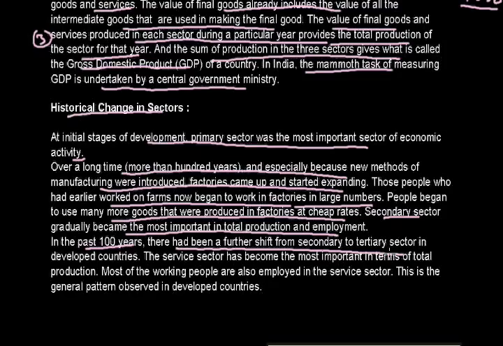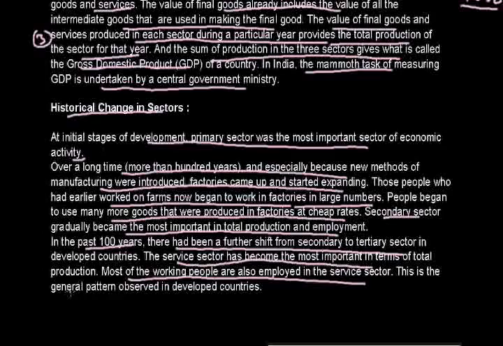So in the last 100 years, the area which has grown maximum is the tertiary sector. The service sector has become the most important in terms of total production. Most of the working people are also employed in the service sector. But here I would like to give you one particular point: the service sector only gives good employment to those people who are skilled and educated. They earn a lot from the service sector. The service sector also provides employment to unskilled labor, but they are not earning a good income out of it. This is the general pattern observed in developed countries.